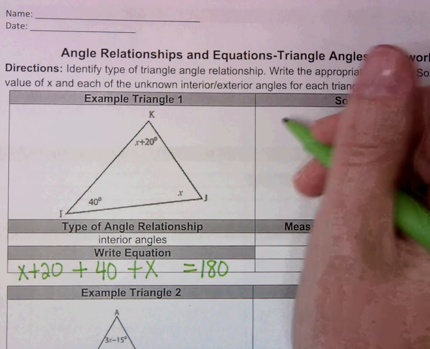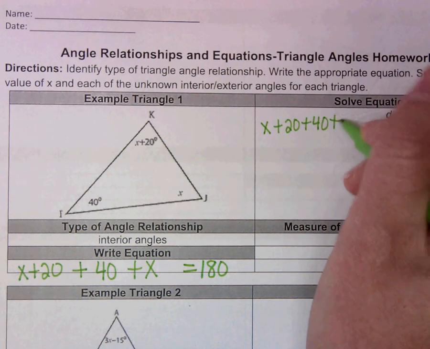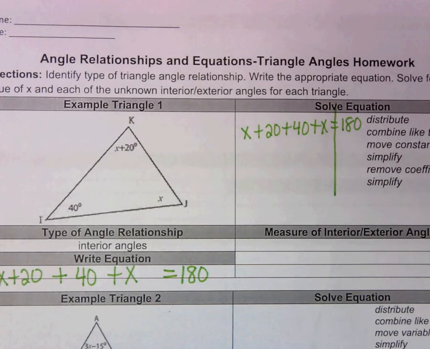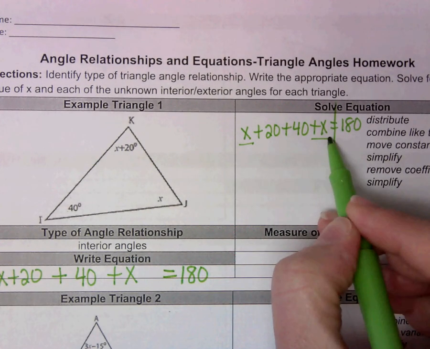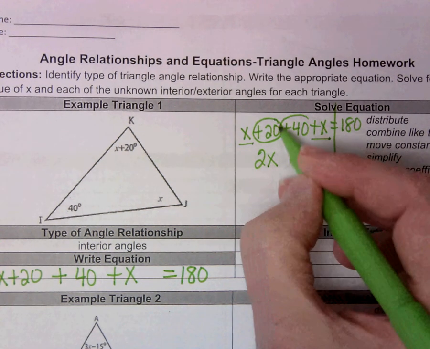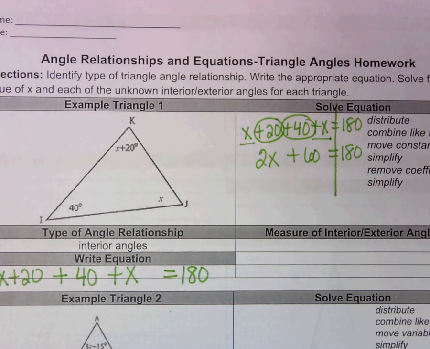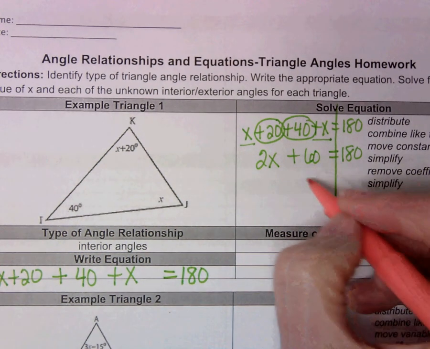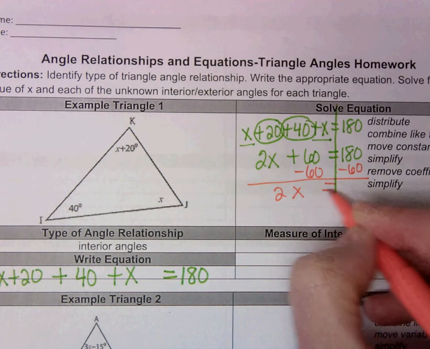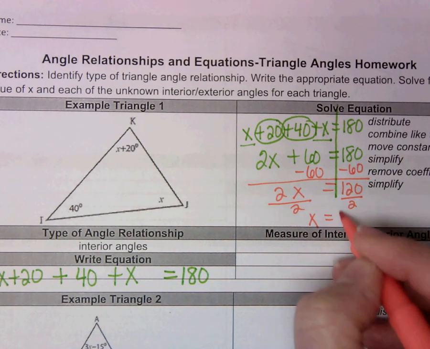And so now over here, I'm going to rewrite our equation so that I have some room to solve it. Okay, and so now we need to go through our solving process. This has like terms, so x plus x is 2x. I've got 20 plus 40, which is 60. Okay, so now we're down to just a basic two-step equation. So now we say minus 60. 2x equals 120, and divide by 2. And so we get x equals 60.